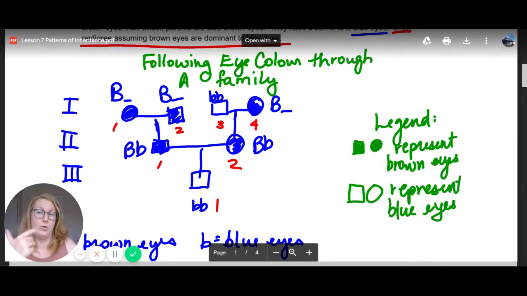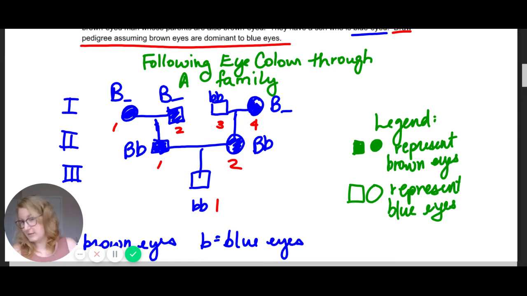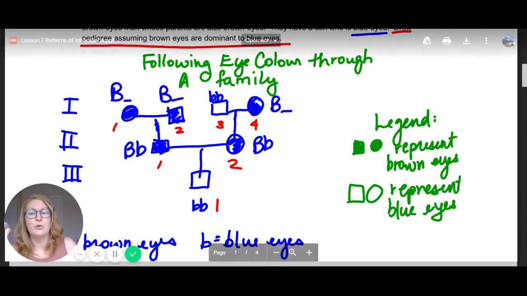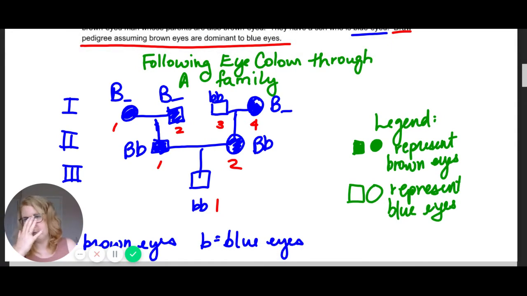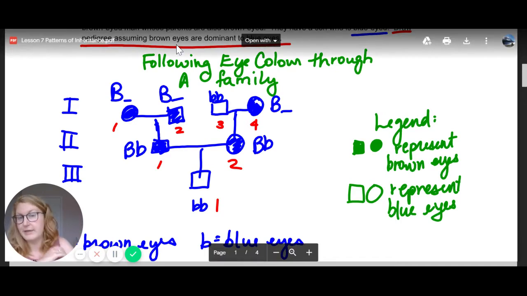I know that for sure one of the parents has to be heterozygous in the first couple, 1-1 and 1-2, because again, their child ends up with a recessive allele somehow. But I don't know which one is which. So I leave it as B with a blank. If you start Googling different examples, you will see that they denote it in different ways. This is how I will denote it, so I would encourage you to do that too.